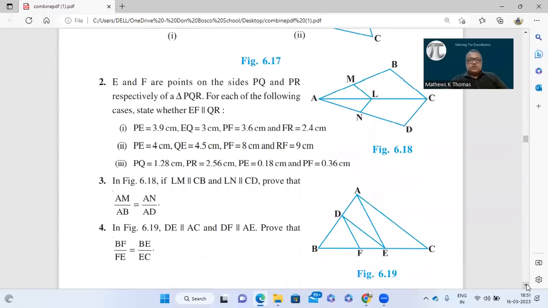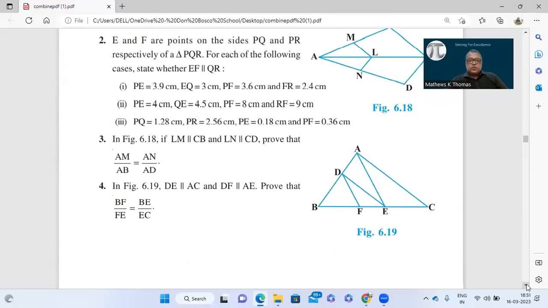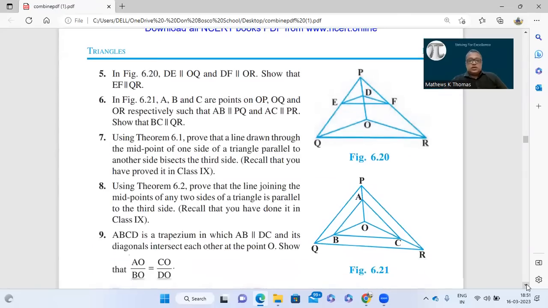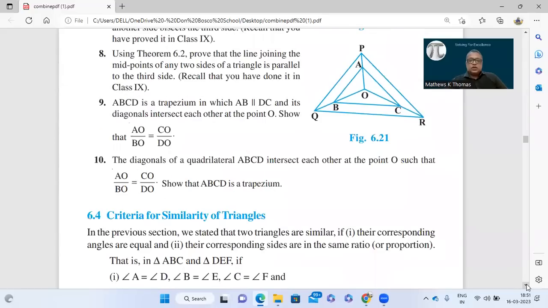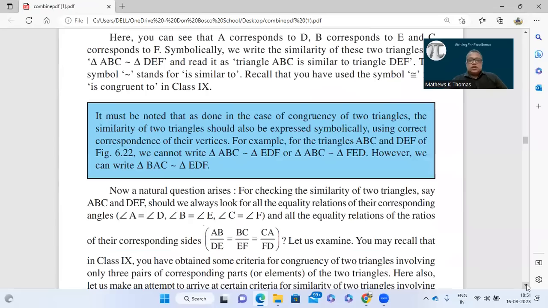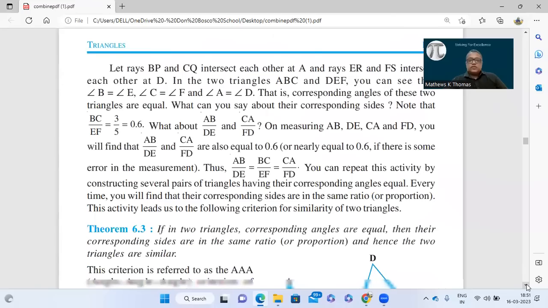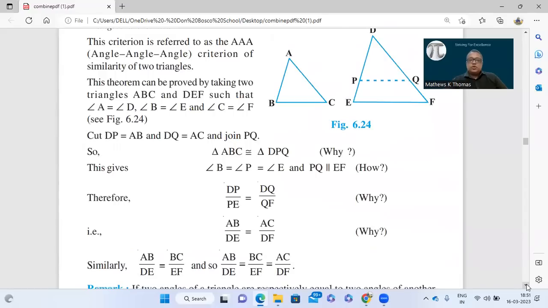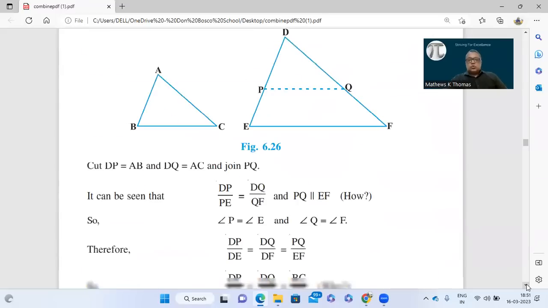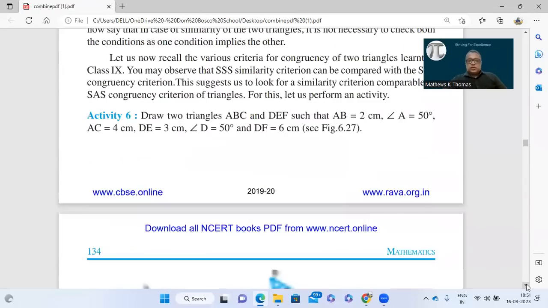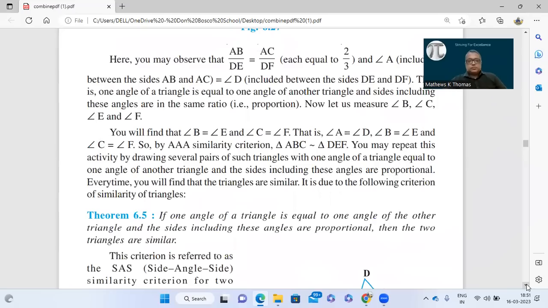In the second exercise, again, first and second are MCQ type of questions that can come. And here, if you look at question number 9 and 10, they're important. Do go through all of this first exercise. And then in the second exercise, you have concepts of similarity, proving of triangles similar. So here also there is an important example here.